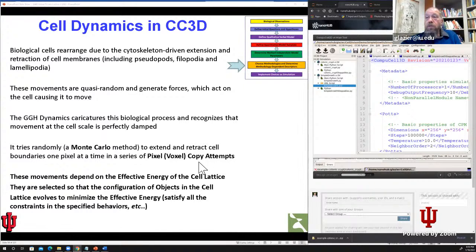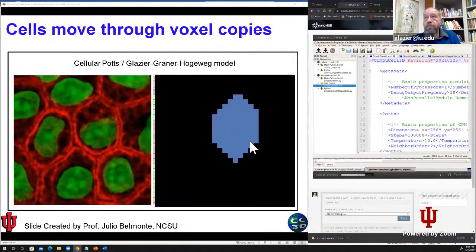How does a cell move? Cells move in CompuCell by taking pixels or voxels in the cell lattice that belong to one cell and reassigning them to another cell. That's called a voxel or pixel copy. And we'll come back to that. And the dynamics of the simulation are given by changing the probability of pixel copies happening based on the energies, the effective energies that we've defined. So let's walk through that.